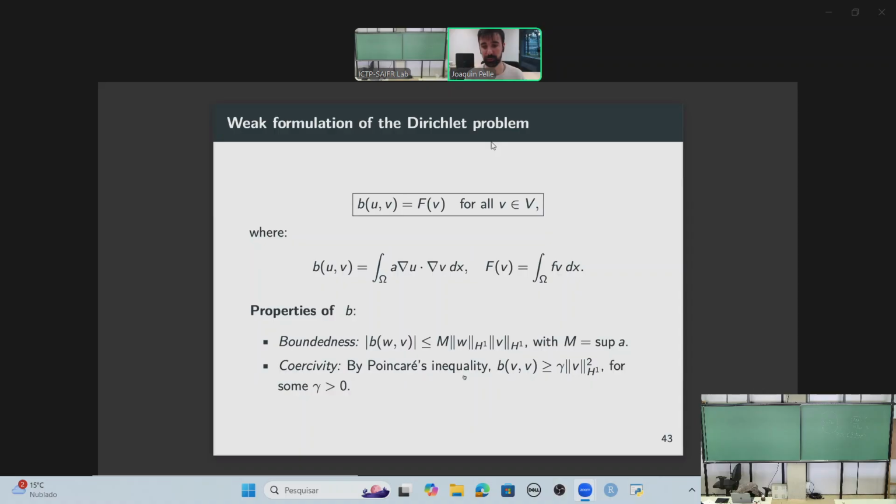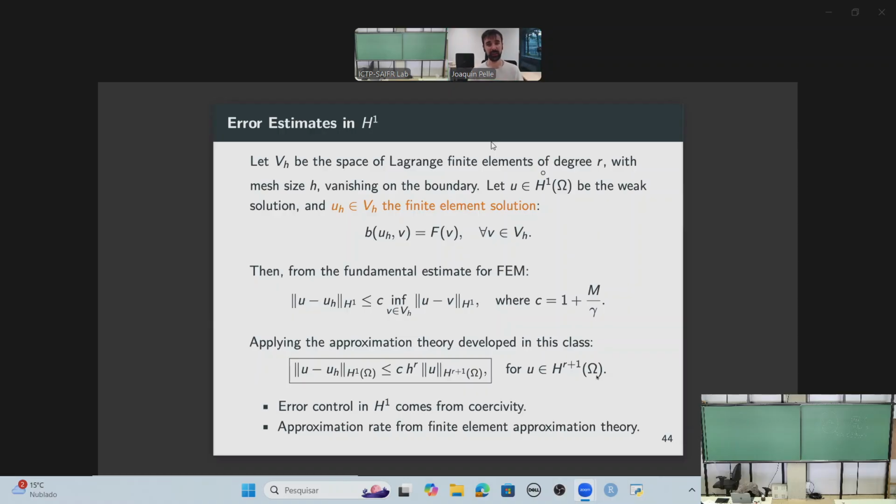This comes from Poincaré's inequality, and essentially it allows us to see that indeed b applied to v and v is bounded by a certain positive constant gamma times the square H1 norm of v. So that means the symmetric form is coercive.